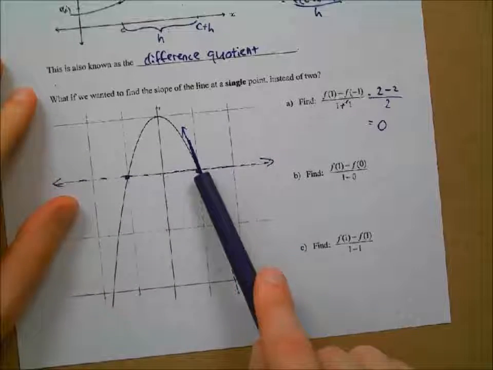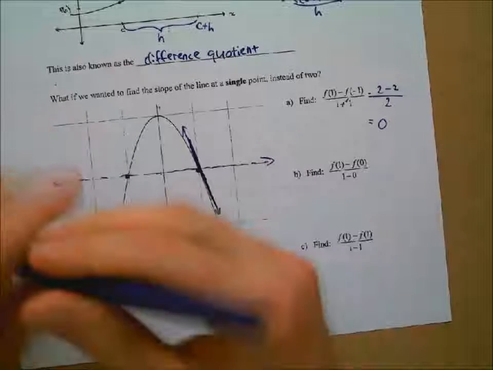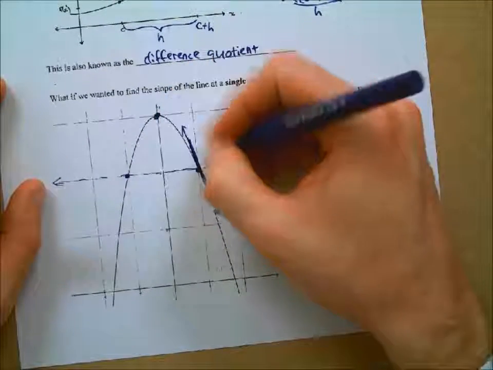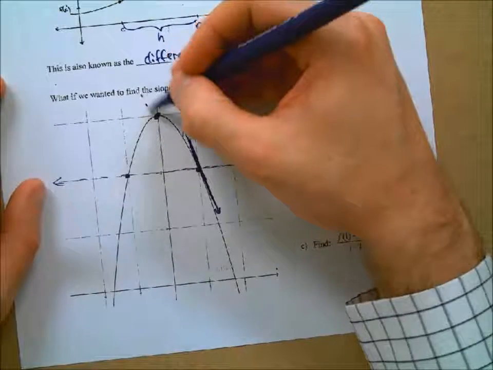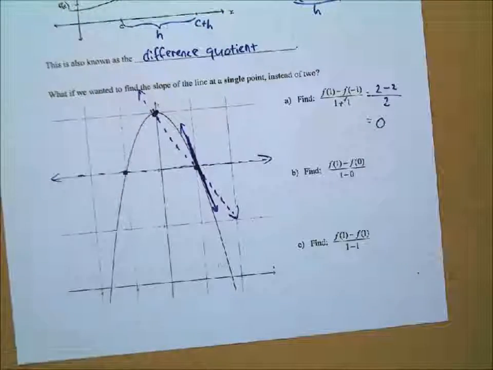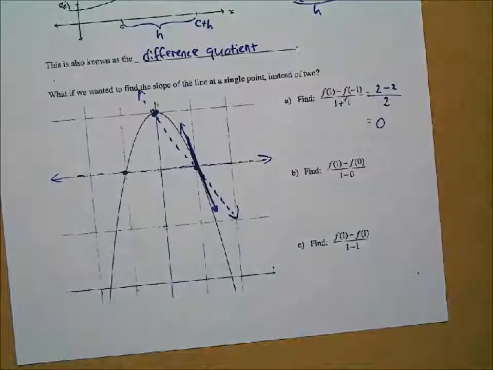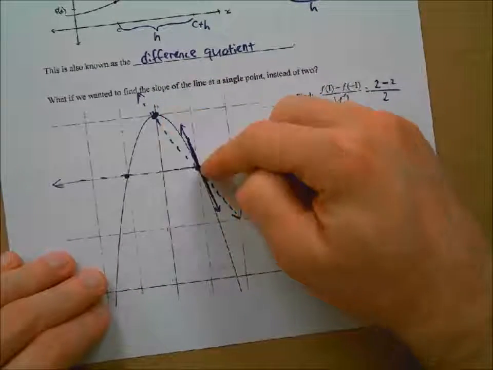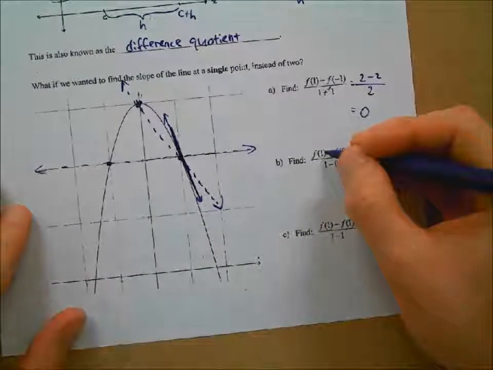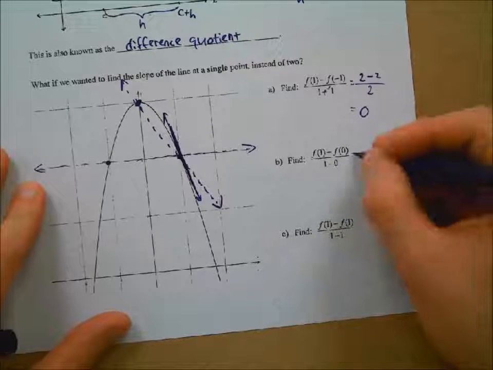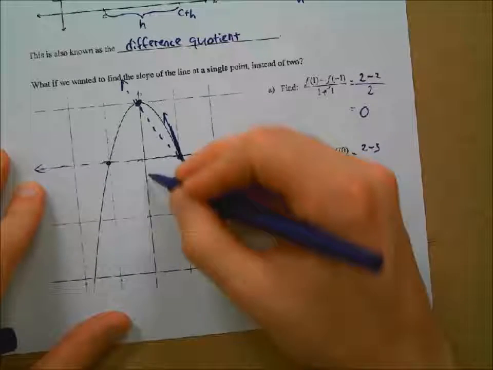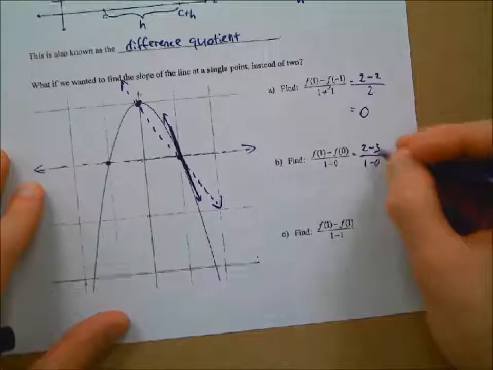Well, what if we move this point in? Instead of going between these 2 points, let's find the slope between this point, the closer one here. What will the secant slope be between these 2 points? Well, what's f of 1? 2. What's f of 0? It'd be 3, right? Over 1 minus 0. So it's negative 1 over 1, so negative 1 is our slope.